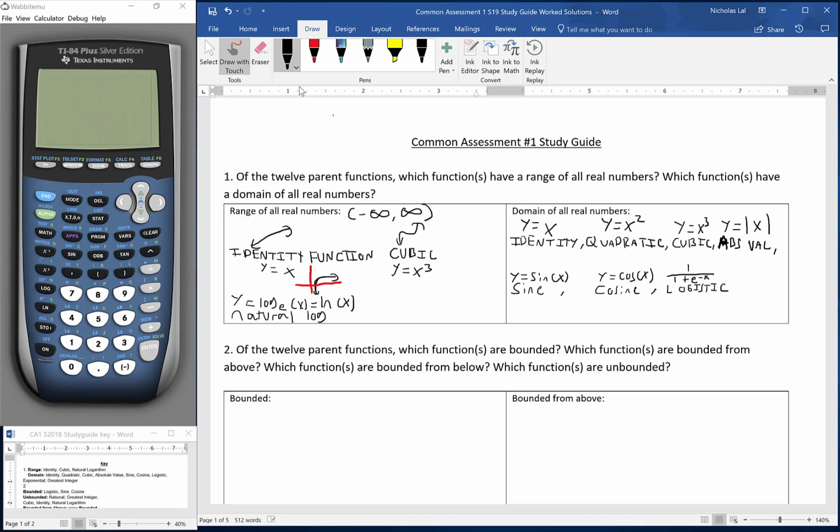Okay, now as far as the graph shapes go, the identity function is going to look like how we've already drawn it. The quadratic function is a parabola. The cubic function looks like such. The absolute value function is a V with a vertex at the center.